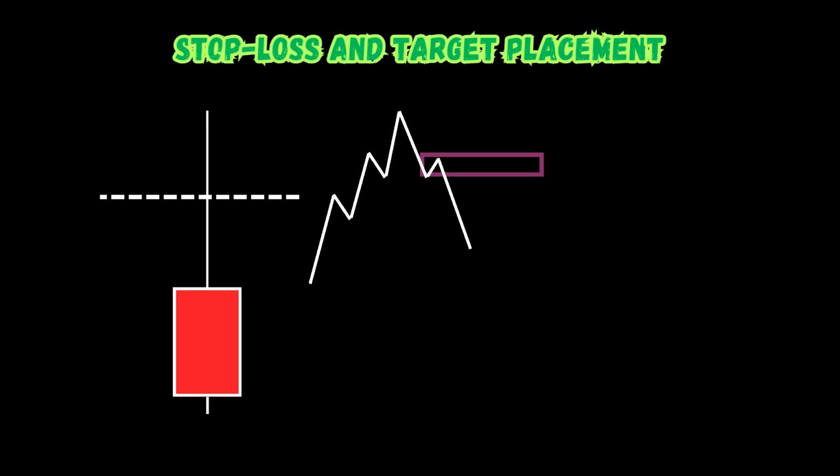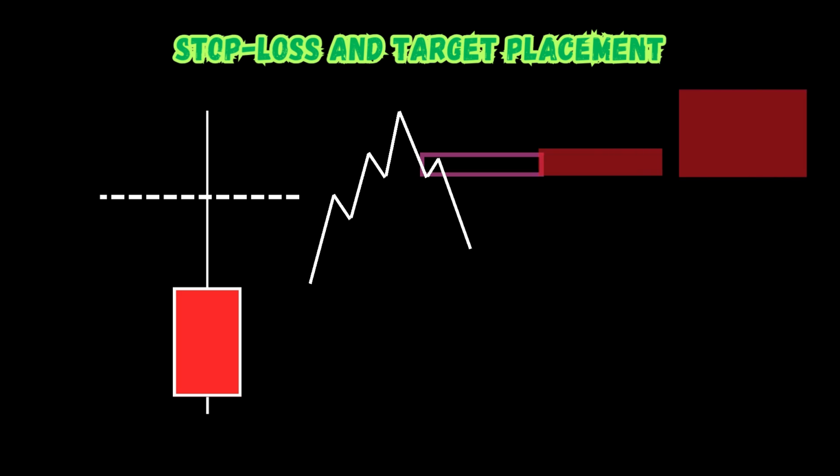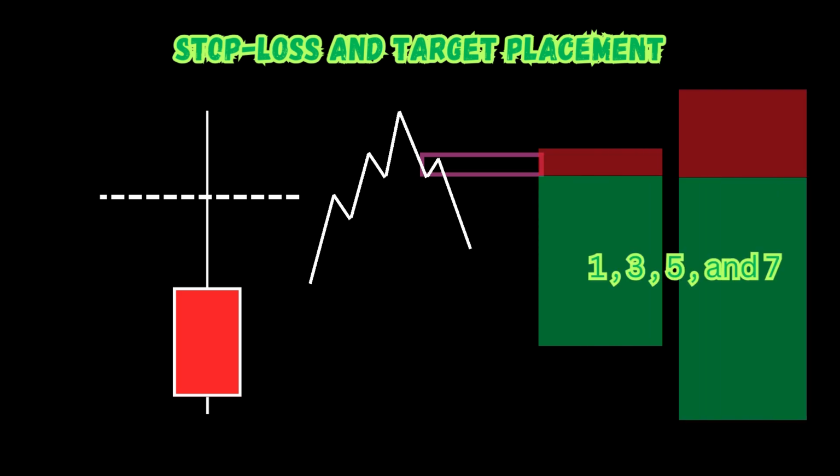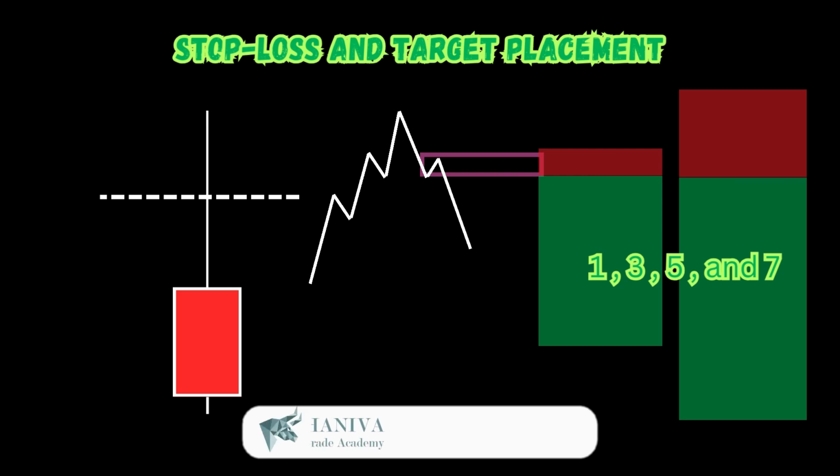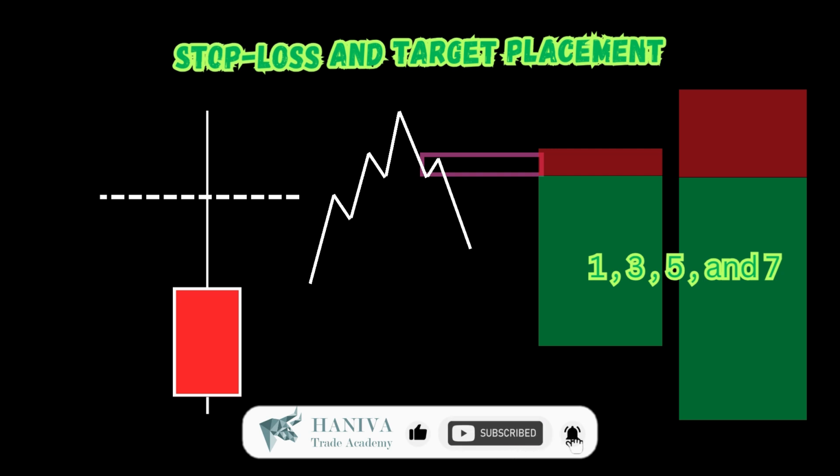Stop loss and target placement. You can place your stop loss above the shadow or the knot and set your targets at 1, 3, 5, and 7 times the risk. We will provide a detailed explanation of targets and stop loss placement in a future video.